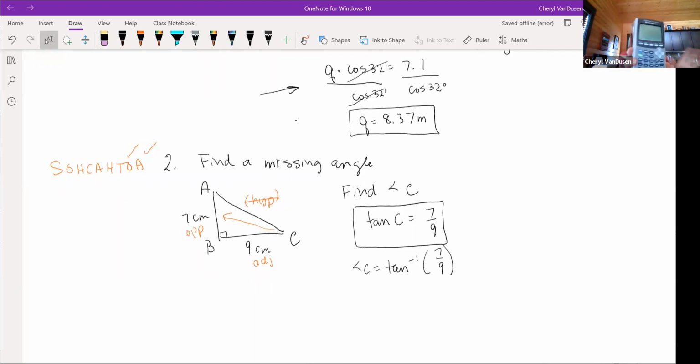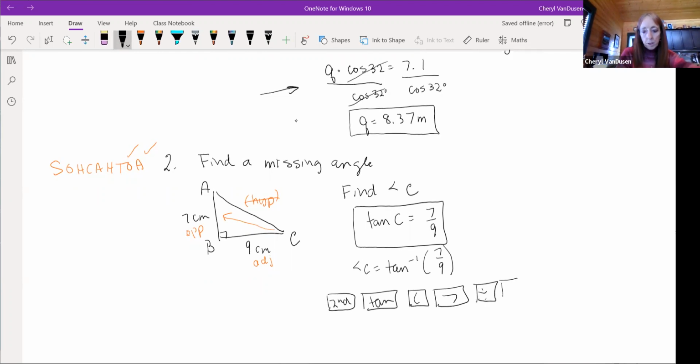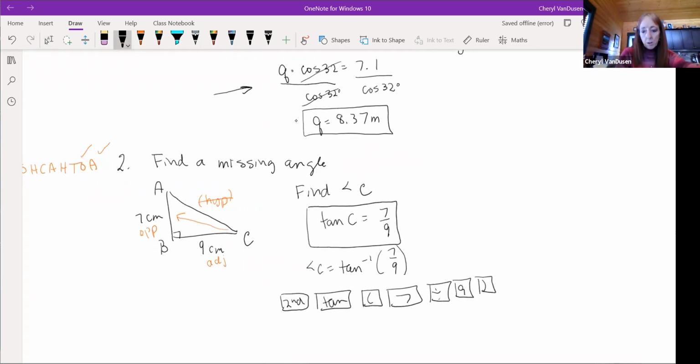Now the calculator buttons, if you're not sure, and I'm working on one of these calculators, the TI graphing ones, 83, 84. If you don't have one of these and this doesn't work, you've got to alert me to that so I can tell you your buttons. Your buttons here, you're going to hit the second function button first, and then the tangent button. It opens a bracket for you. Then you go 7 divided by 9. You can close the bracket, and then you hit enter.